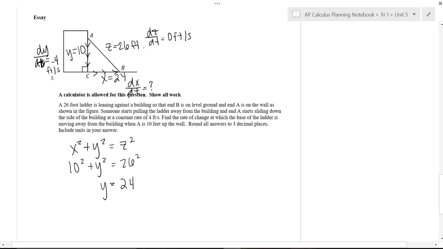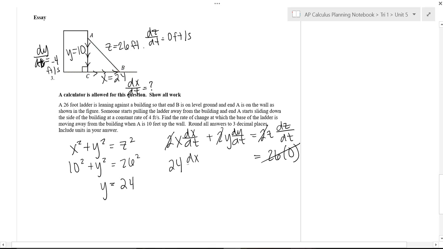So then I'm going to come over here and implicitly differentiate because we want the rate at which x is increasing. So I'm going to say that this is 2x dx over dt plus 2y dy over dt equals 2z dz over dt. We can cancel out all those 2's, or you can keep them. It does not matter. I like to kind of get rid of things if they're going to impact my values. You know that this right here is going to be multiplied by 0, so I'm not even going to worry about that. X is 24.